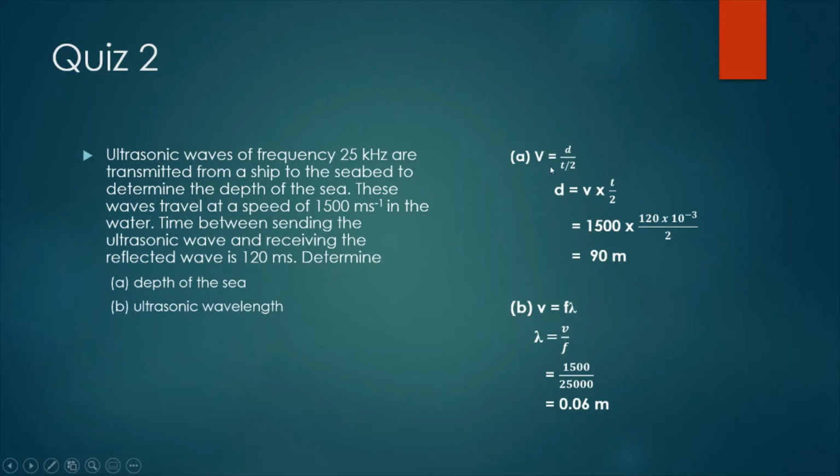So A, the depth of the sea. We substitute in 1,500 times 120 times 10 to the power negative 3. Why negative 3? Because milliseconds, we change to seconds. So halve, then that gives us 90 meters as the depth of the sea. As for the wavelength, we use the equation v equals f lambda. So lambda will be equal to the speed of wave divided by the frequency, 25,000. So that gives us 0.06 meters.